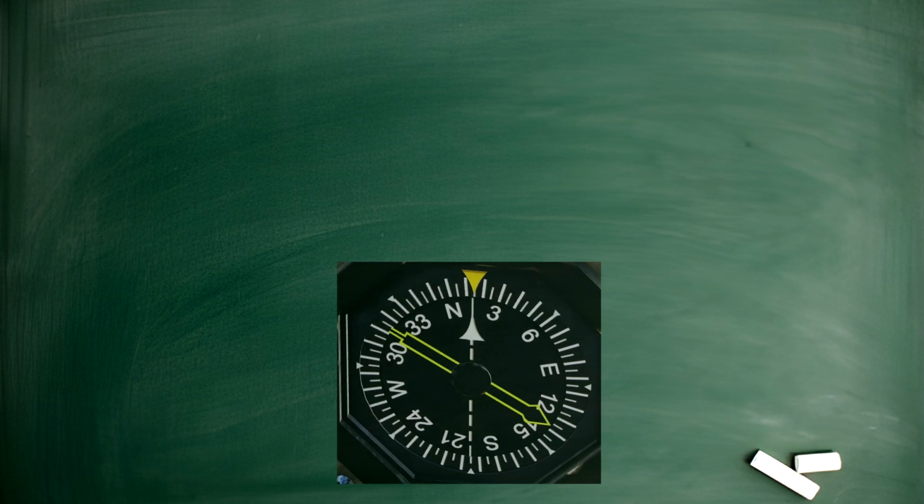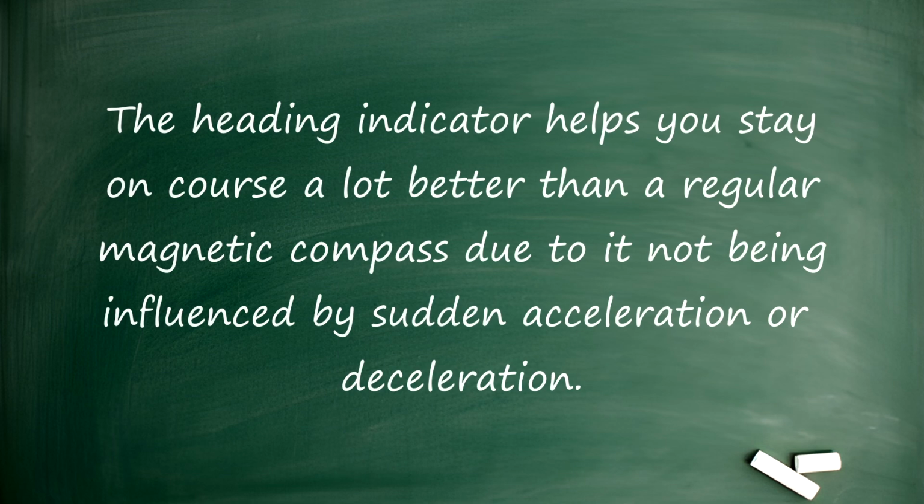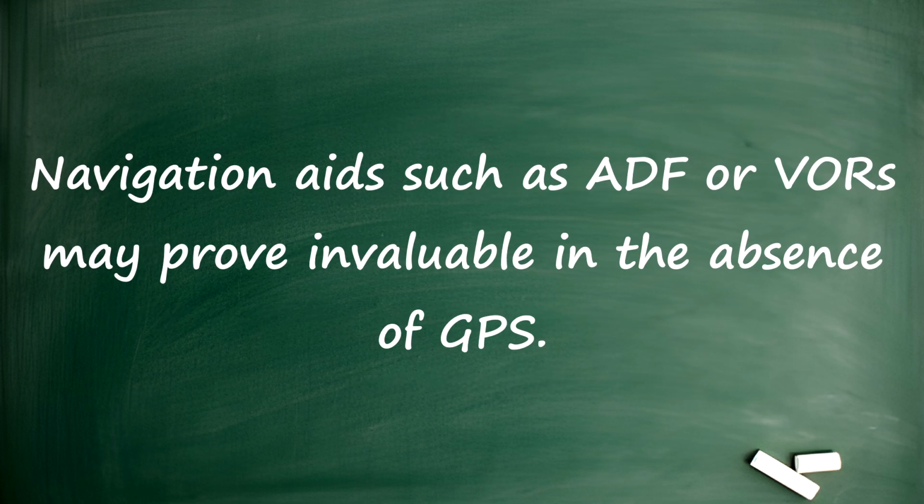And last but not least, we've got the humble heading indicator. All it does is indicate your heading. The heading indicator is more stable and accurate, and as such more reliable than a simple magnetic compass, and it often comes with extra goodies such as radio navigation assists to help you find your way. That concludes the instrumentation video.